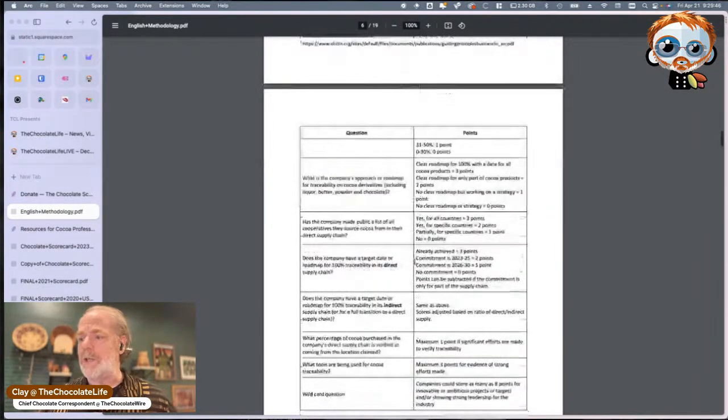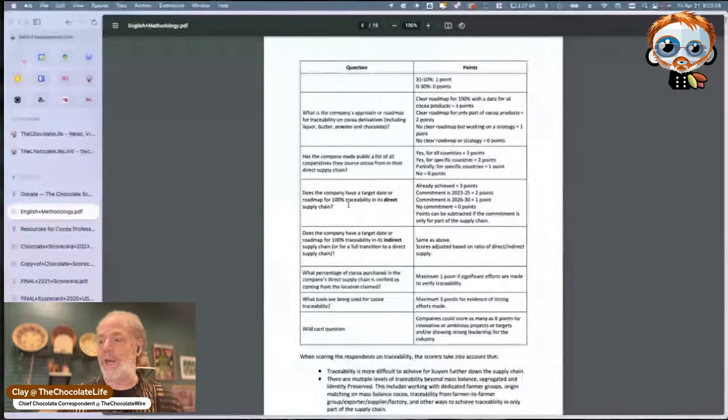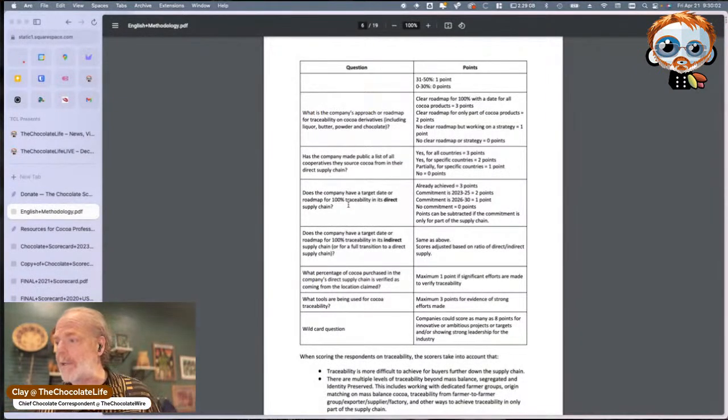One of the things is, does the company have a target date or roadmap for 100% traceability in its direct supply chain? This is a really important thing. Number one, do I have a roadmap? Yes, I have a roadmap to get there by 2030. I get a commitment, based upon the time frame. If I've already achieved it, 3 points. If I've got it in the next, before 2025, I get 2 points. If I have a commitment to do it by 2030, I get 1 point. No stated deadline to get it done, I don't get any points.